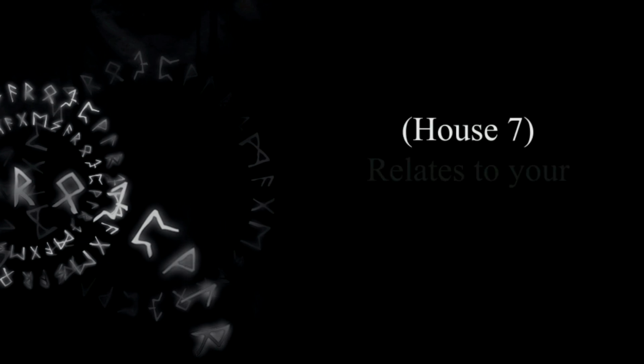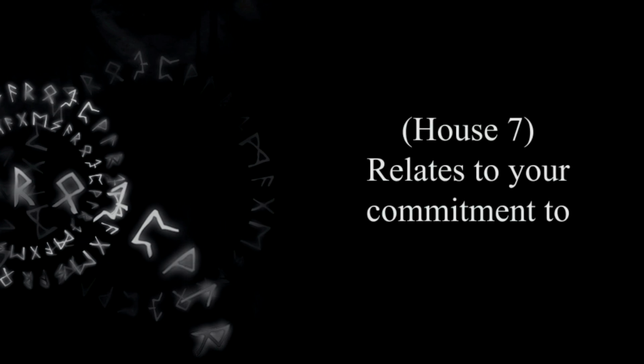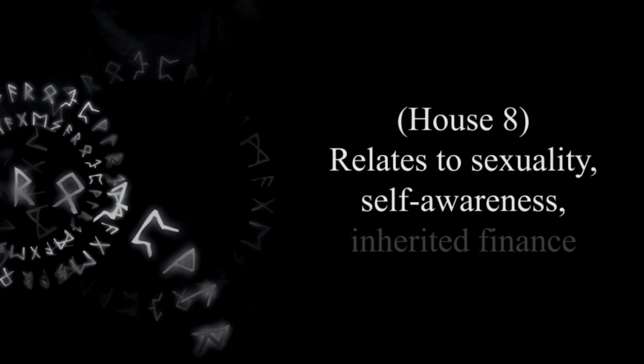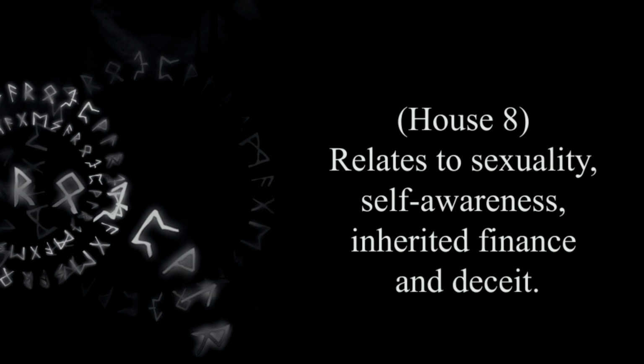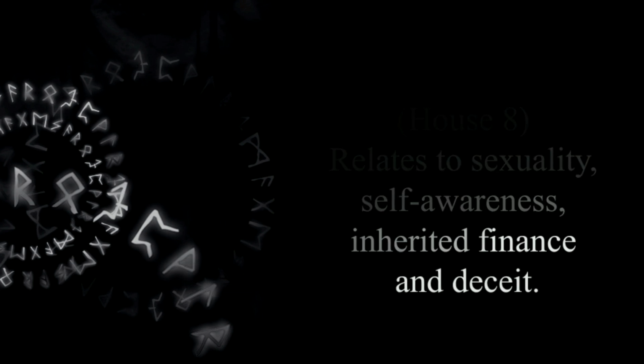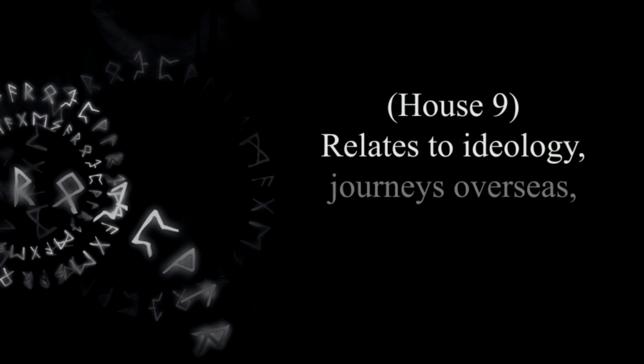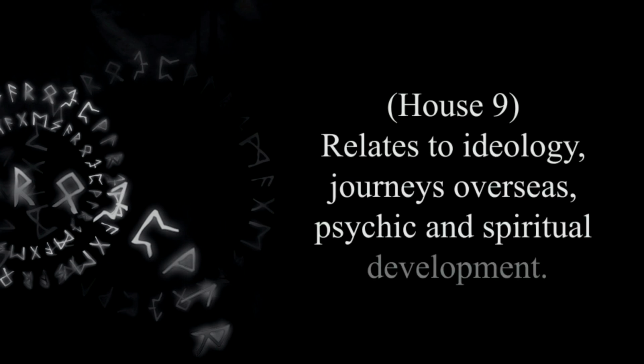3 o'clock, house 7 relates to your commitment to others. 2 o'clock, house 8 relates to sexuality, self-awareness, inherited finance and deceit. 1 o'clock, house 9 relates to ideology, journeys overseas, psychic and spiritual development.